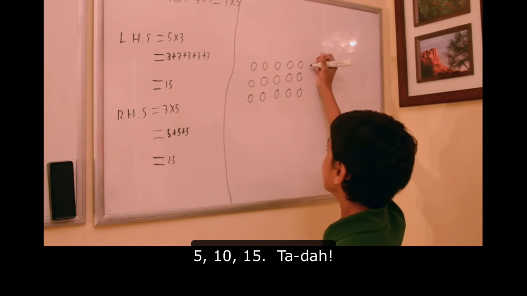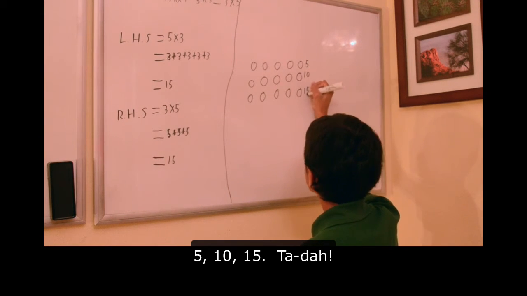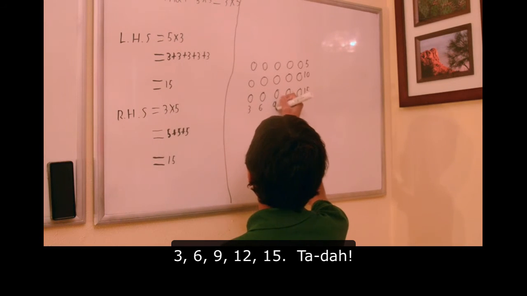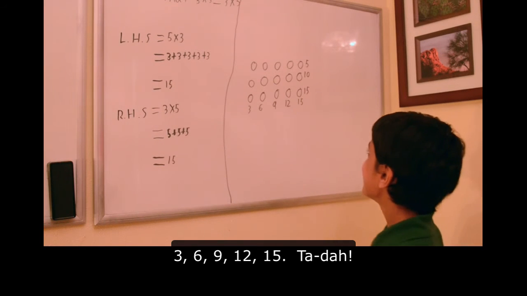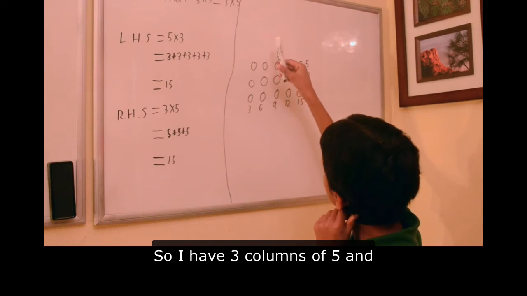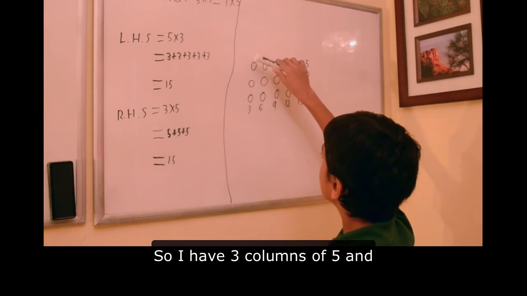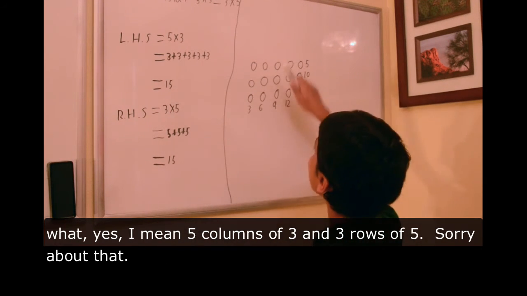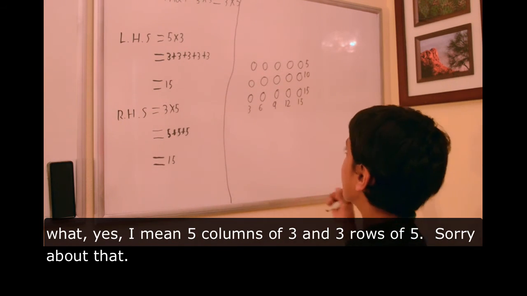Watch this. 5, 10, 15. Ta-da. 3, 6, 9, 12, 15. Ta-da. So I have 3 columns of 5 and what? Yeah, I mean 5 columns of 3 and 3 rows of 5. Sorry about that.